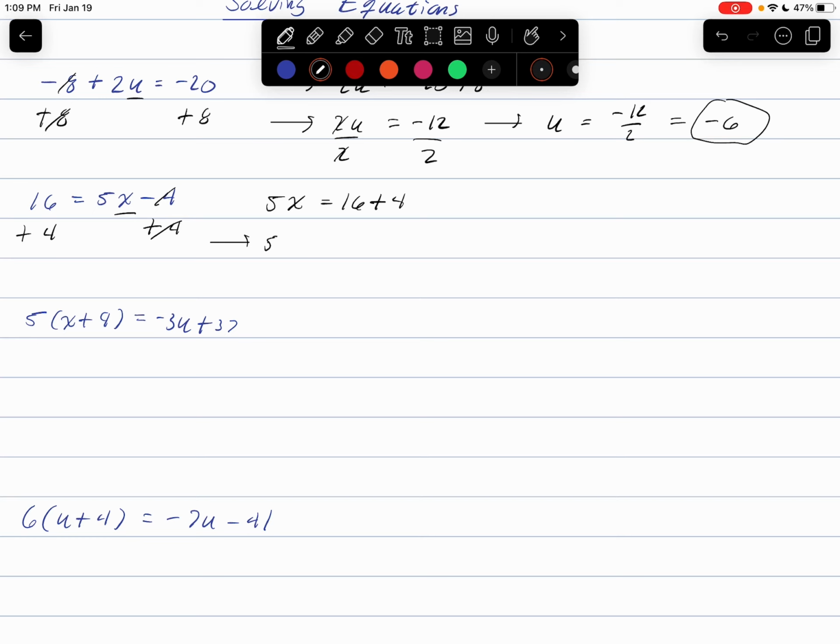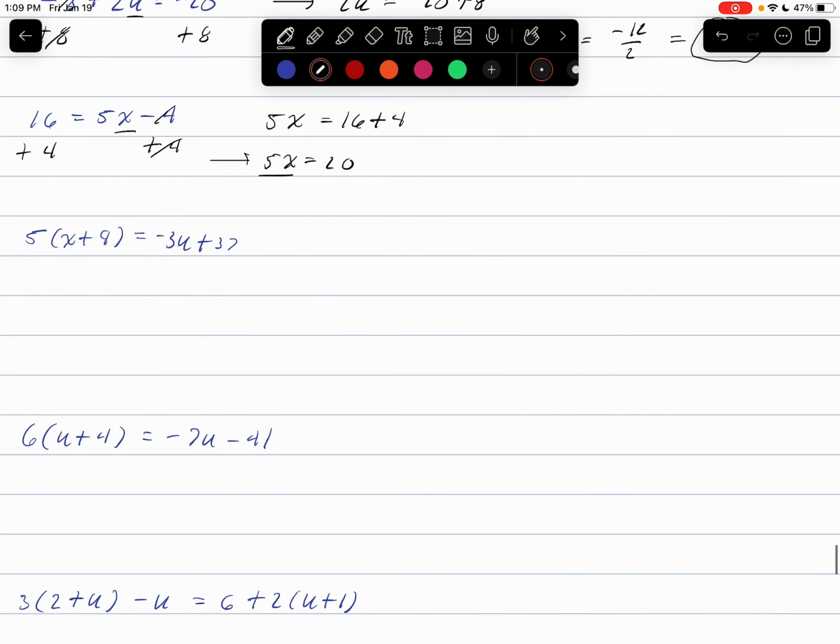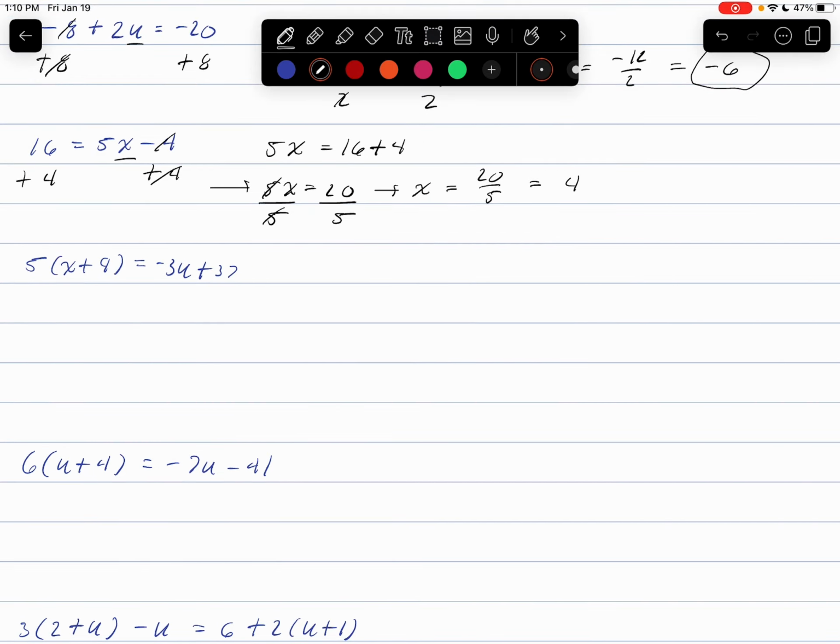or we get 5x is equal to 20. So now we can just go ahead and divide by 5 from both sides. These 5's will cancel, and we get x is equal to 20 divided by 5, but 20 divided by 5 is just 4. So our answer is going to be 4.